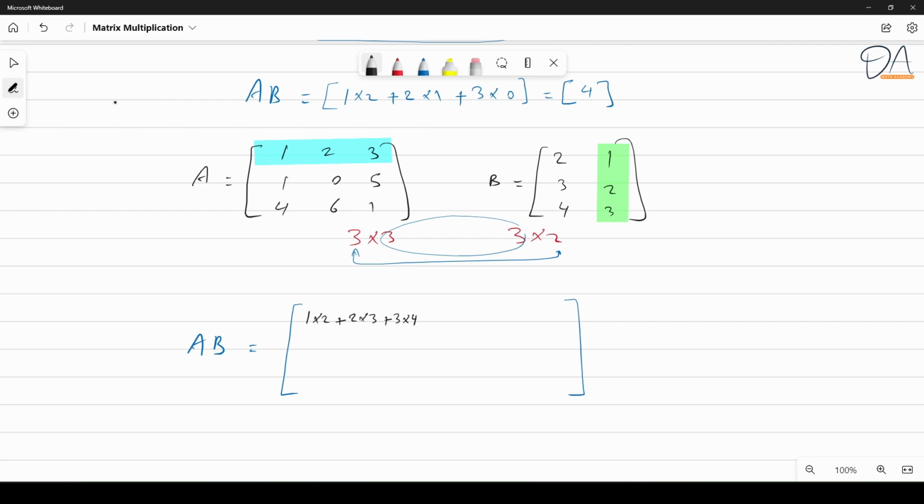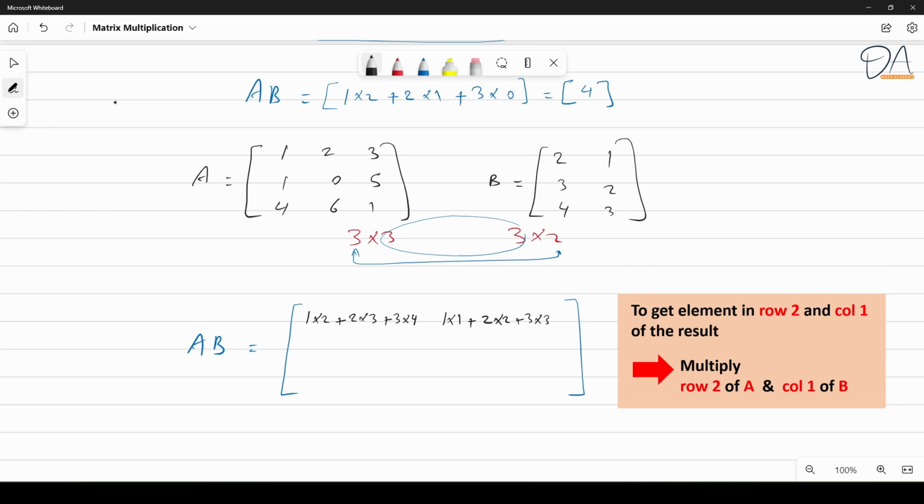And again, we'll multiply element by element and we'll add. So first element, 1 times the first element, which is 1. Second element times the second element, 2 times 2. Third element times the third element, 3 times 3. So we get all the elements in the first row. Now let's go to the second row.